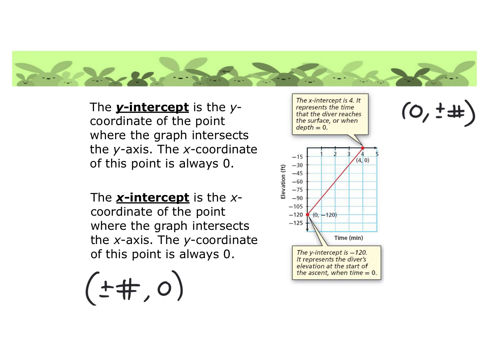Now let's look at the graph. We have the x-intercept is 4, and it represents the time that the diver reaches the surface, or when depth equals 0. And then we have the y-intercept is negative 120, and it represents the diver's elevation at the start of the ascent, when time equals 0. So we're going from elevation and time, okay? So elevation is our y, and time is our x. Now what does that mean?